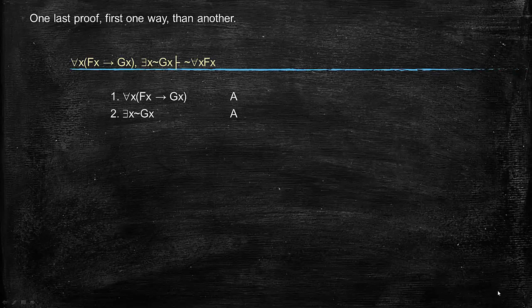So for all x, f of x then g of x, and there exists an x such that not g of x is supposed to imply that it's not the case that for all x, f x. Okay, so if you look at the first assumption, you can see a universally quantified statement, which we can easily take to any constant we like, a, b, just take your pick. And we have an existentially quantified statement, which we can apply existential elimination to.